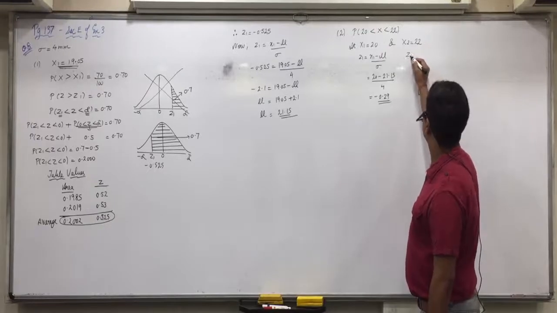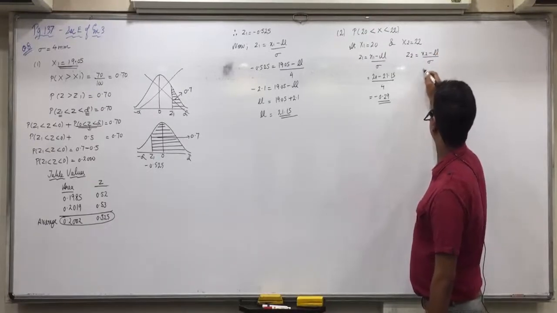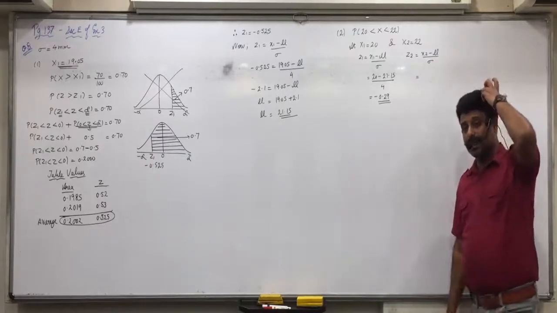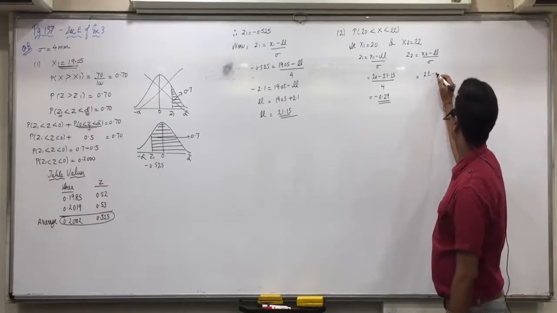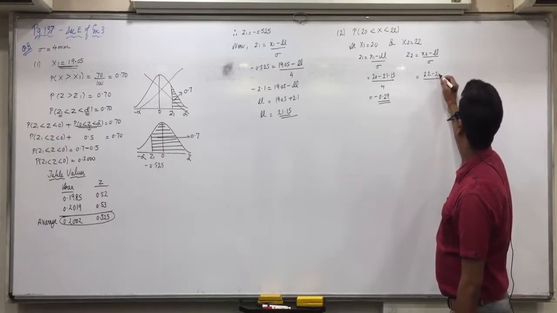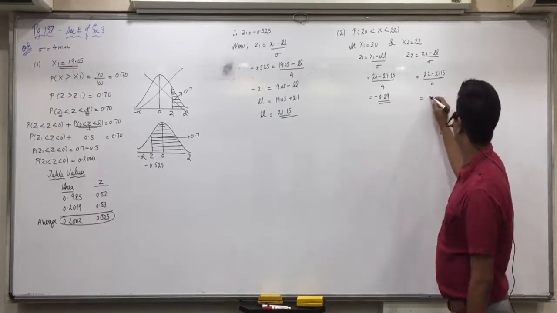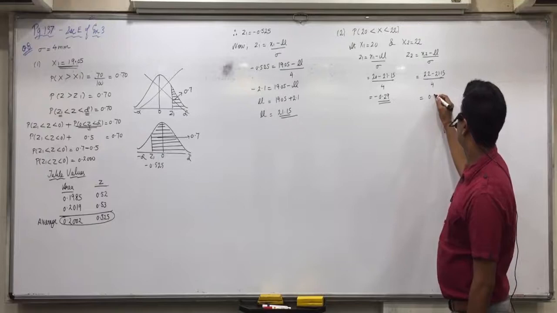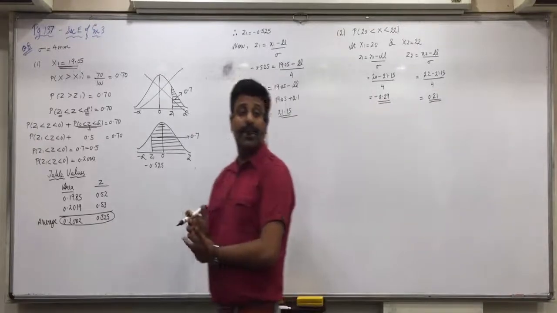And Z2 equals X2 minus mu upon sigma. Further, 22 minus 21.15 upon 4, that is 0.2125, so 0.21. Is everyone clear with this?